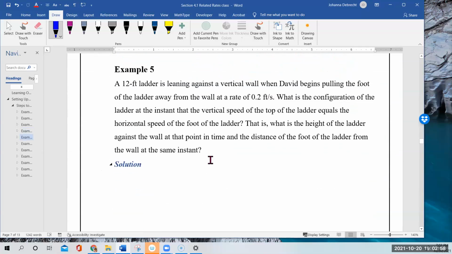This is an absolute classic example in terms of related rates problems. You see these all the time in textbooks. I don't know what it is about ladders, but they love the ladder problems. Let's read through it and see what it says.